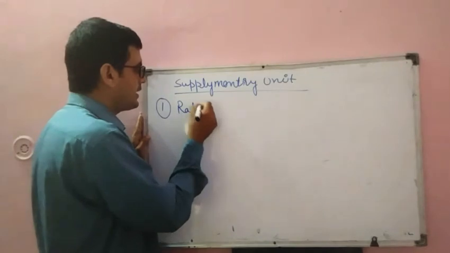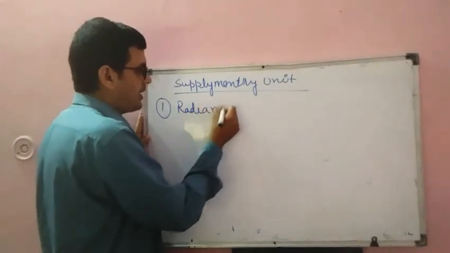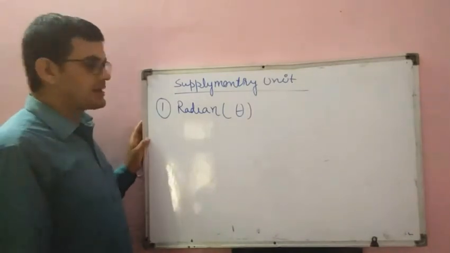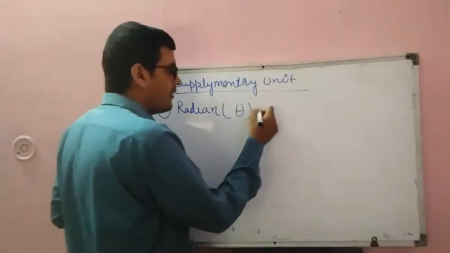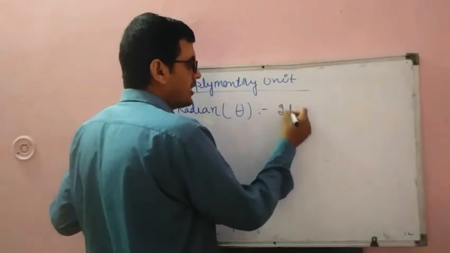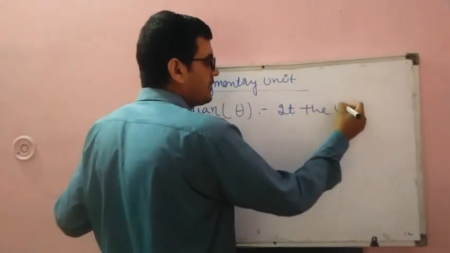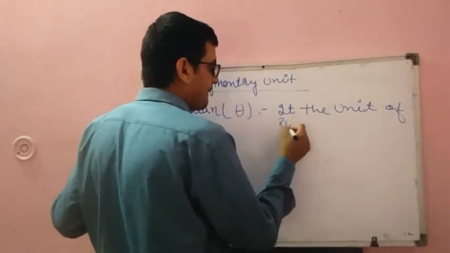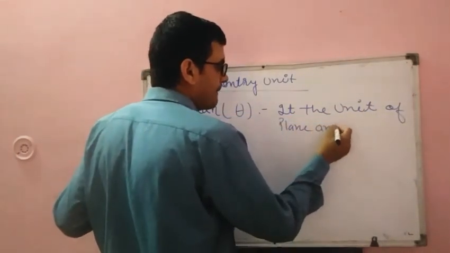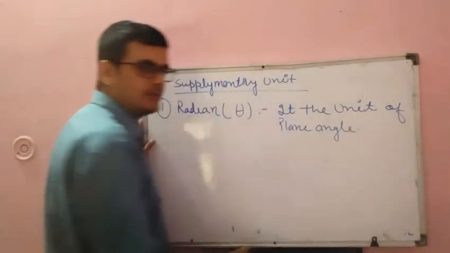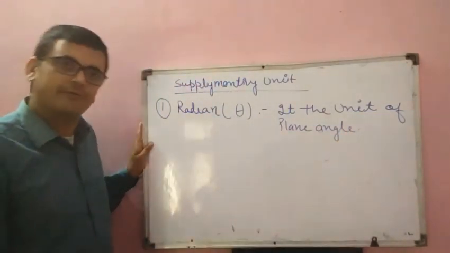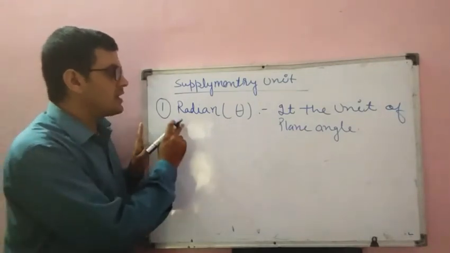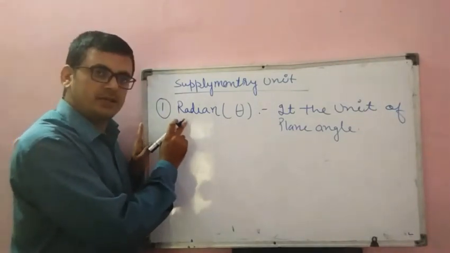Okay, so students, the first supplementary unit is the radian. What? Radian. It is represented by theta. So what is it? It is the unit of plane angle. Okay, so what is 1 radian?